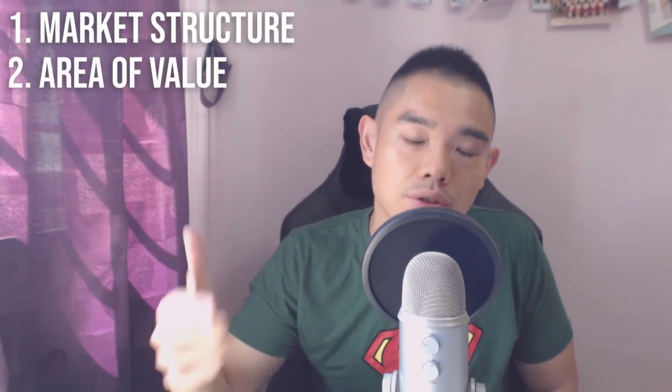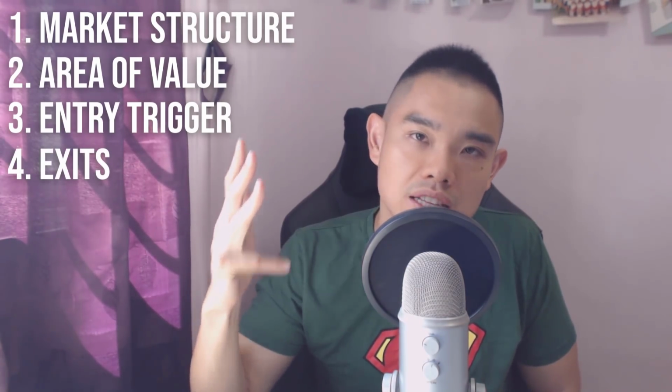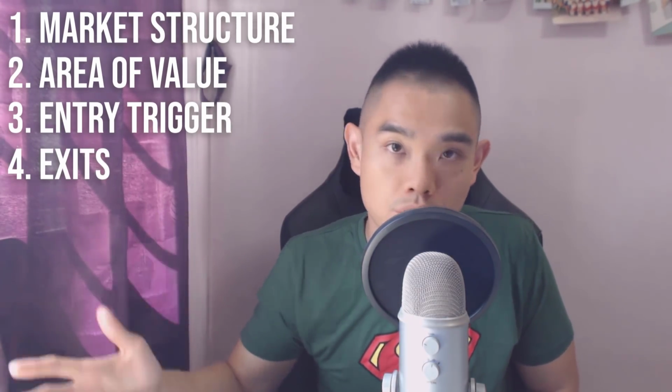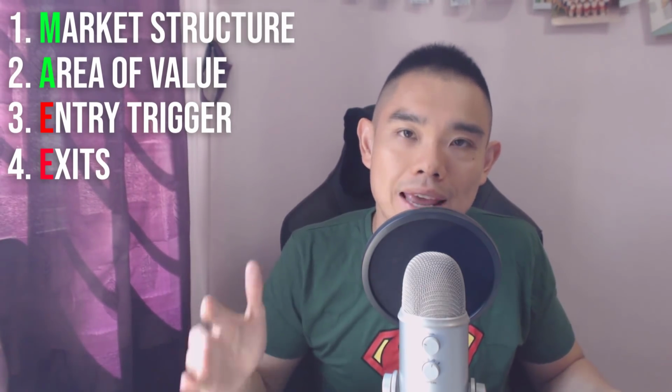All right, so in essence, the things I look for before I enter a trade are very simple. Number 1, market structure. Number 2, area of value. Number 3, entry trigger. Number 4, your exits, which deals with exits if you are right and exits when you're wrong. And if you boil it down, this is what I call the MAEE formula. M-A-E-E, the MAEE formula.